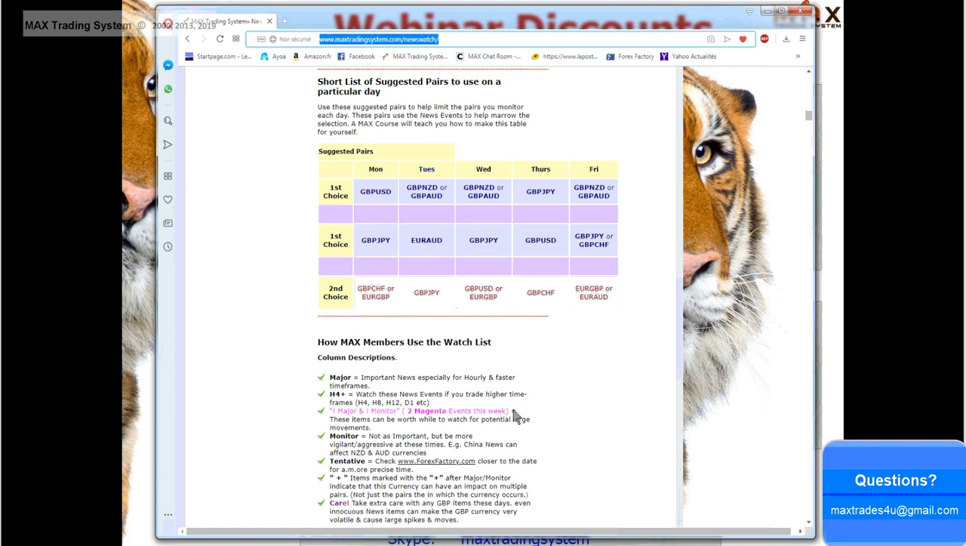For example, today, the pairs we suggested to monitor and to trade were the pound US dollar, the pound yen, the pound Swiss, and the euro pound. Tomorrow will be the pound Aussie, the pound Kiwi, the euro Aussie, the pound yen, and so on and so on. And all this information is updated every weekend.